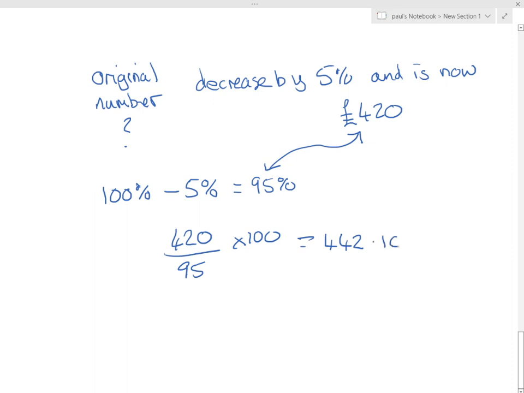442.1. It's money, so it's 10p. So you see the original value is bigger than this one, because we've taken 442 and 10p, taken 5% away, and we're left with 420.